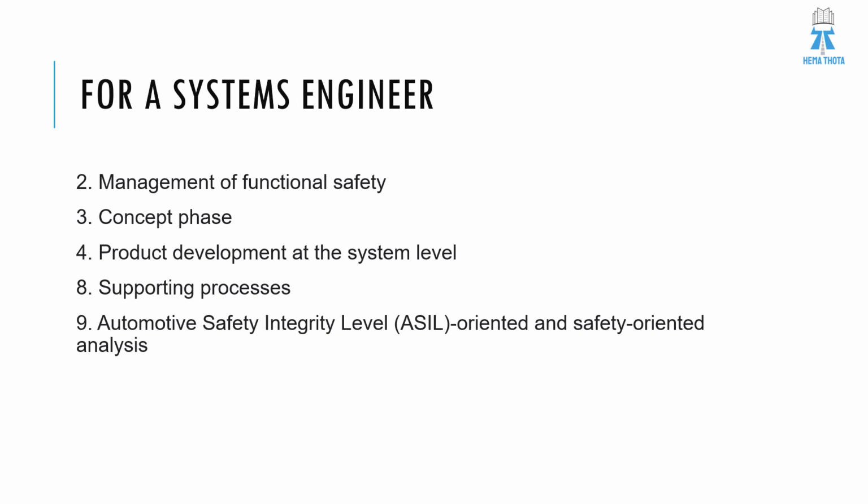The next thing is about the systems engineer. If you are a systems engineer, we need to start with part 2, that is management of functional safety, and then move ahead with the concept phase, and then product development at system level. Then we go for part 8, that is supporting processes, and then move ahead with ASIL-oriented and safety-oriented analysis.